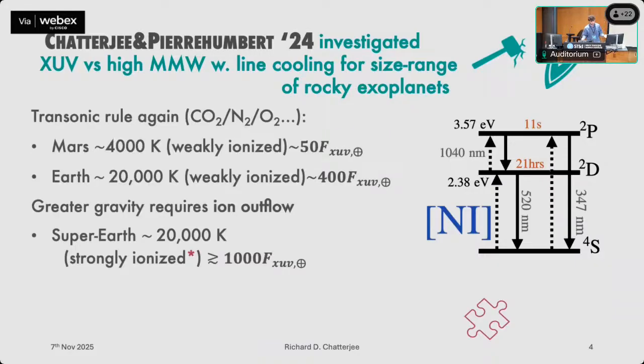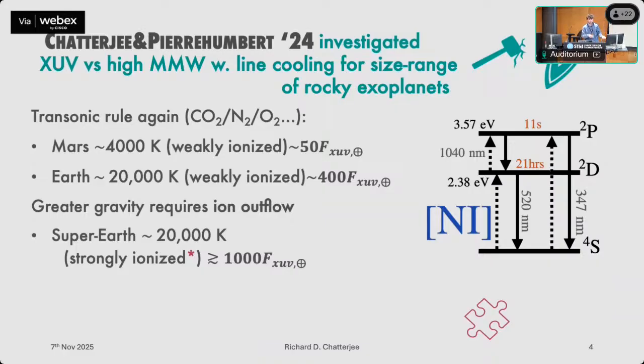So with the transonic rule again, for Mars, the upper atmosphere only needs to be about 4,000 Kelvin or less, and we find that with 50 times FXUV Earth, you can get transonic outflow, and you can get subsonic outflow at even less than that. Earth has a 5 times greater gravitational binding than Mars, and so we're pushed into a regime where we need about 20,000 Kelvin in the upper atmosphere.